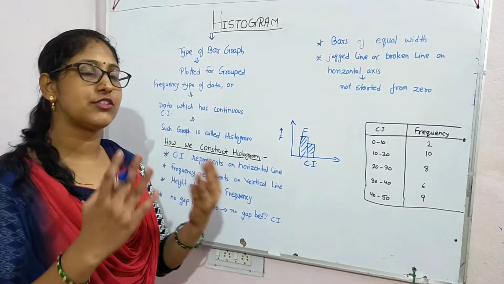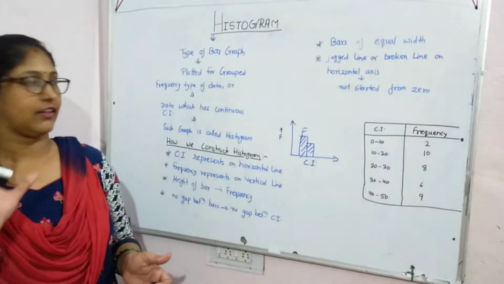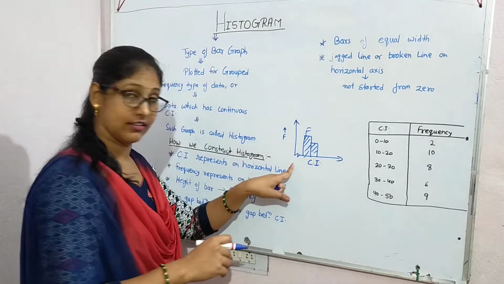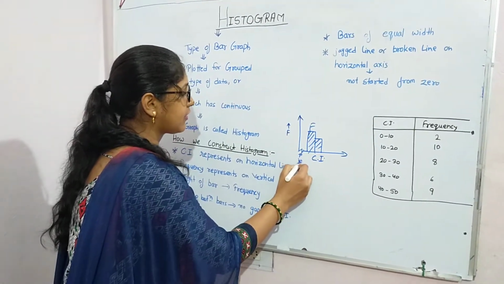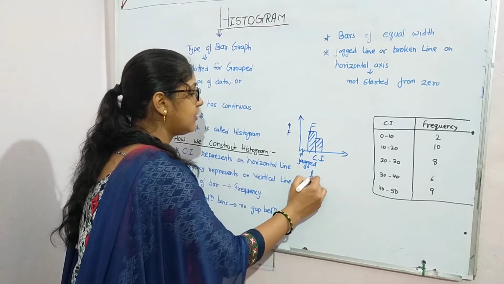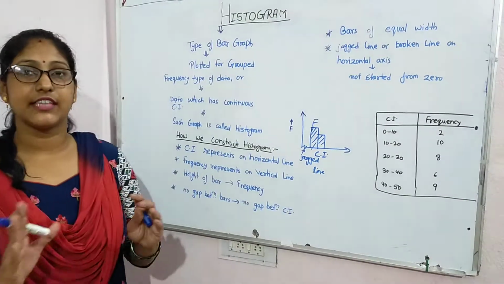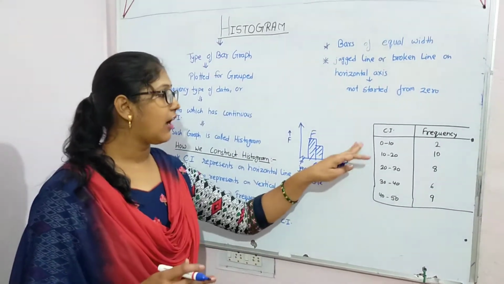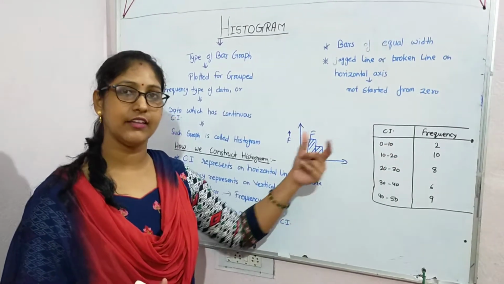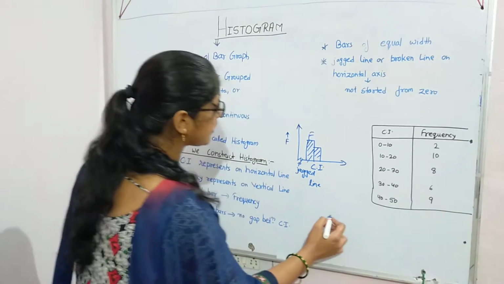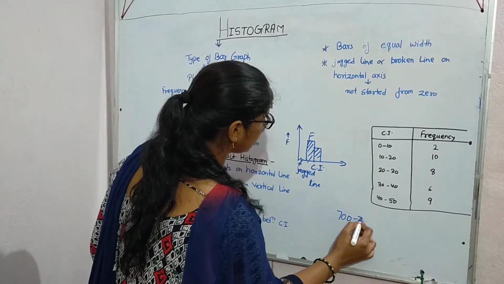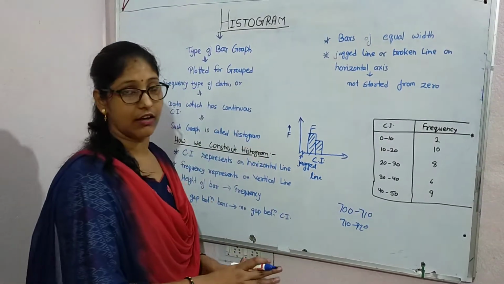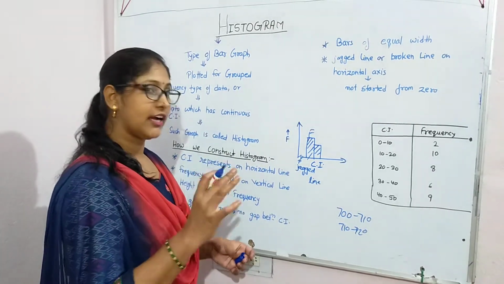The next, in some histograms we use a jagged or broken line in a horizontal axis. It means we make here some jagged line. This symbol is said to be jagged line or broken line, which says that our class interval is not started from 0. Here our class interval is started from 0 to 10, so we are not using jagged line. But if our class interval is like that, started from 700 to 710, 710 to 720, then when we plot a graph, we use this type of jagged line.